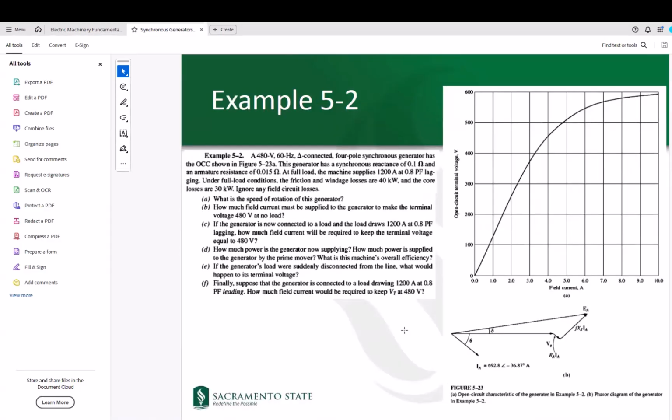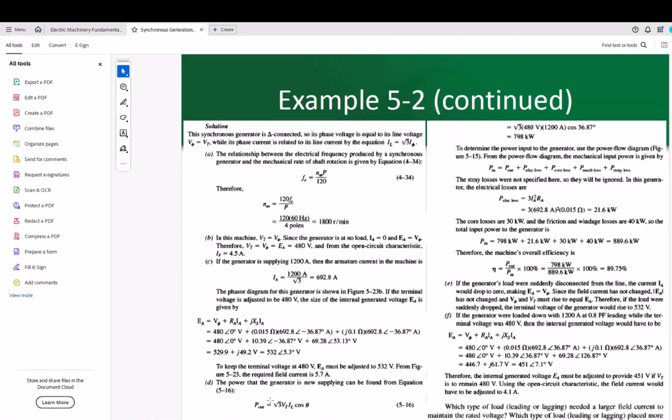The next part is asking how much power this generator is supplying, how much power is supplied to the generator by the prime mover, and what is this machine's overall efficiency. So how much power are we providing through the terminals? That would be square root of 3 times VT times IL times cosine of theta, and that would give us 798 kilowatts. To determine the efficiency, we need to find how much power is provided to the machine on the mechanical side from the prime mover. That would be equal to the output power that we just found, plus the losses in between.